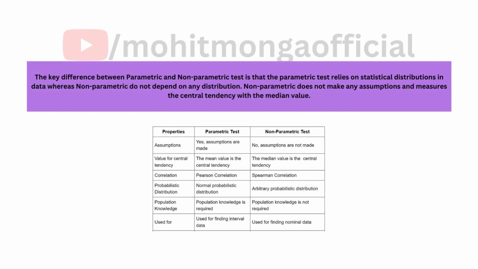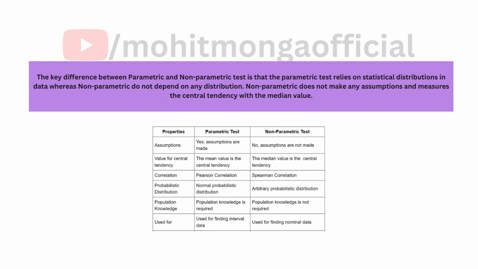The key difference between parametric and non-parametric test is that the parametric test relies on statistical distributions in data, whereas non-parametric do not depend on any distribution. Non-parametric does not make any assumptions and measures the central tendency with the median value.